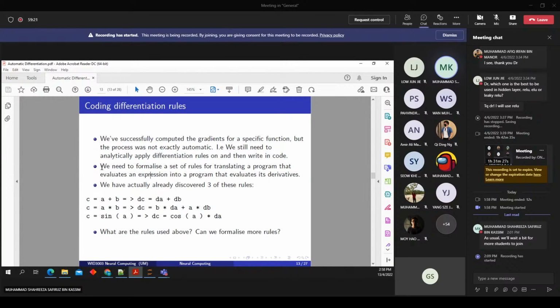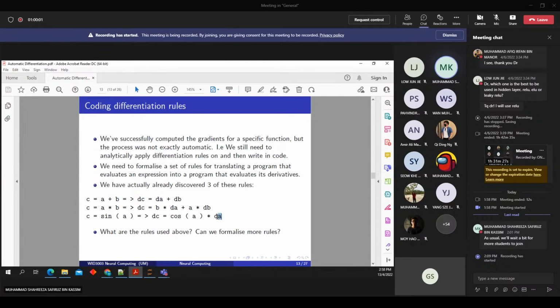Now, what we want to do is formalize a set of rules, right? We have actually discovered 3 of these rules. Well, not really discovered, which means we have translated 3 of these differentiation rules in math to Python, right? So if C equals A plus B, then DC equals DA plus DB. And if C equals A times B, then DC equals, using the product rule, this is how we translated this into Python just now. And if C equals sine of A, then DC equals cosine of A times DA, right?